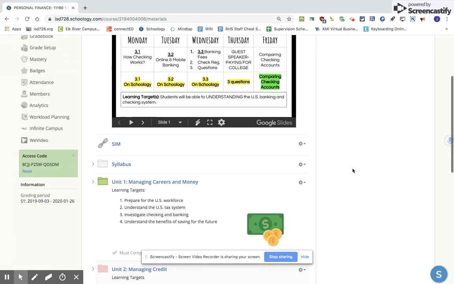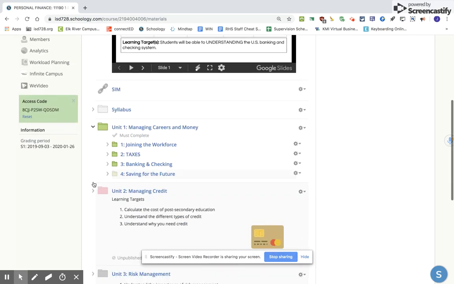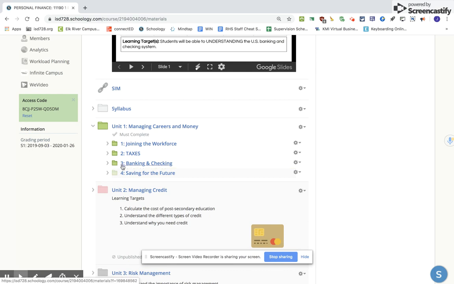So step one is to open up our unit 1. We're still in managing careers and money, and we're looking at investigating checking and banking. So go ahead and open that. One second, maybe let me finish this. And then we're in section 3, so banking and checking, and you can go ahead and open that.